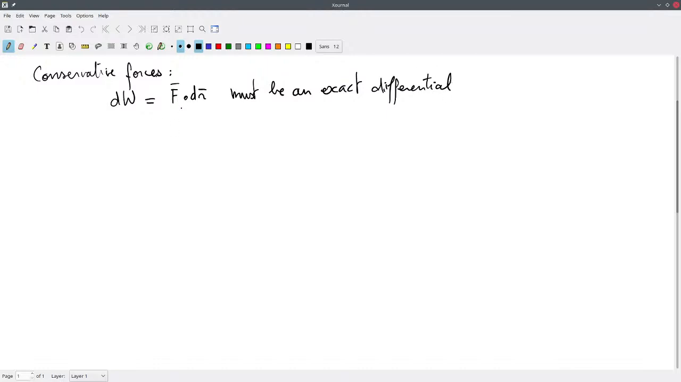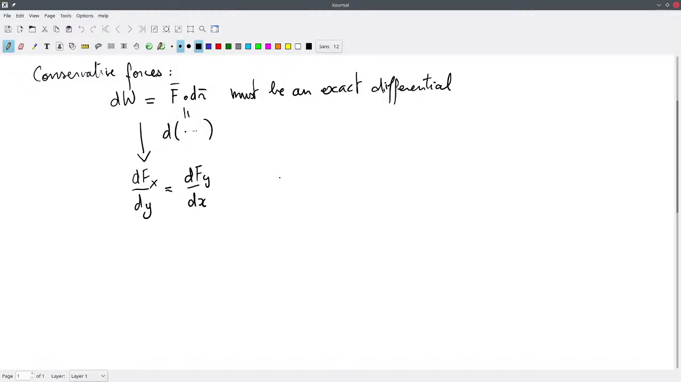That means that this must be the differential of something, so that the integral becomes trivial and just depends on the initial and final point. And calculus then gives us the expression that dFx/dy must be equal to dFy/dx. That's the condition that must be satisfied for a force to be conservative.